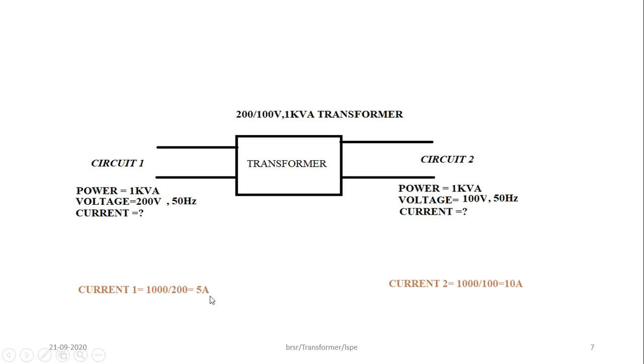It is 5 ampere on the primary side, 10 ampere on the secondary side. If you see the voltage levels, it's 200 volts on the primary side, 100 volts on the secondary side. What we can infer from this is the voltage in this case has decreased from 200 to 100, whereas the current has increased from 5 ampere to 10 ampere.